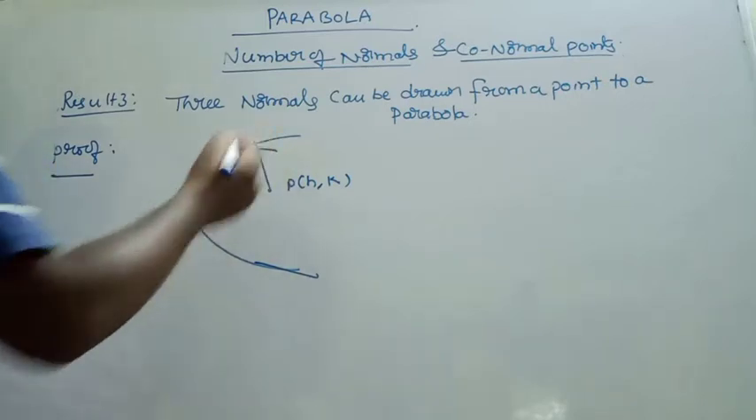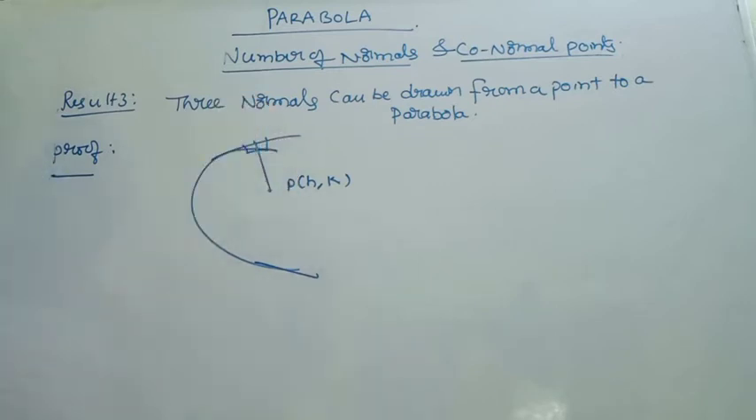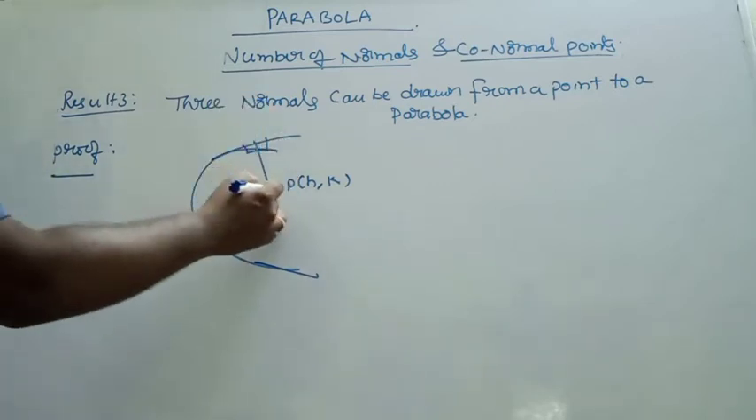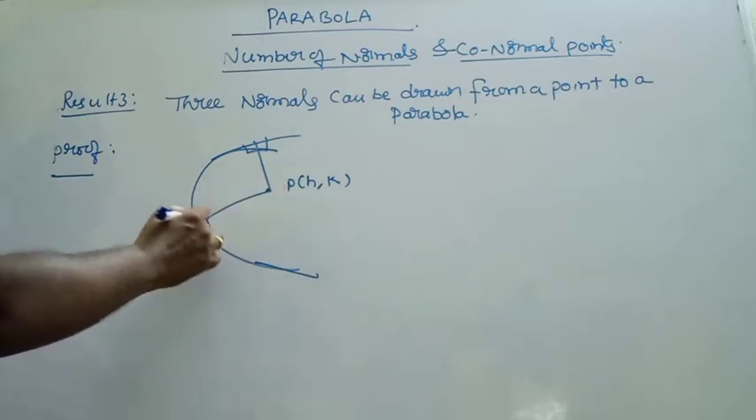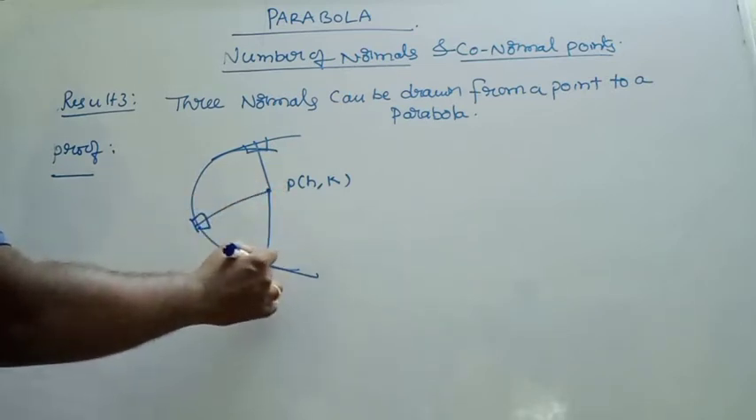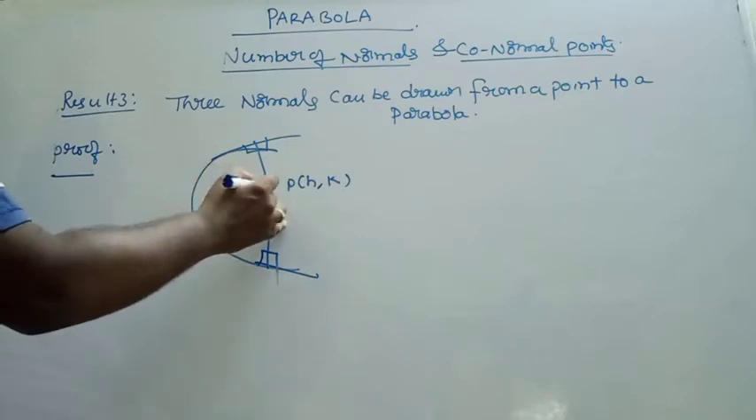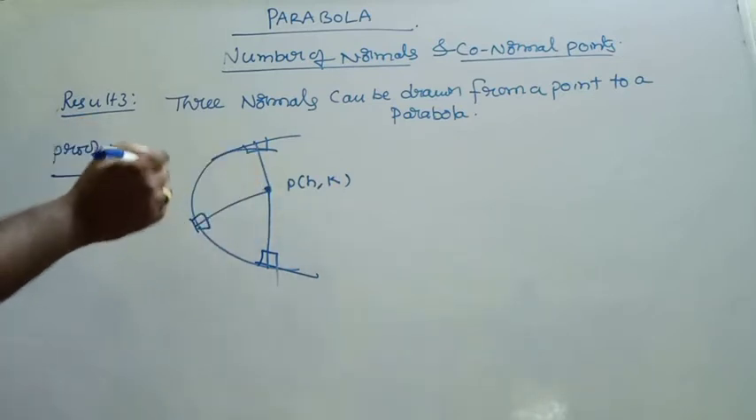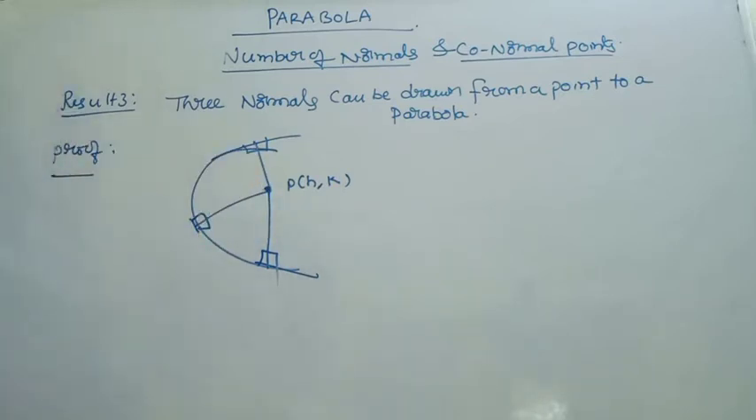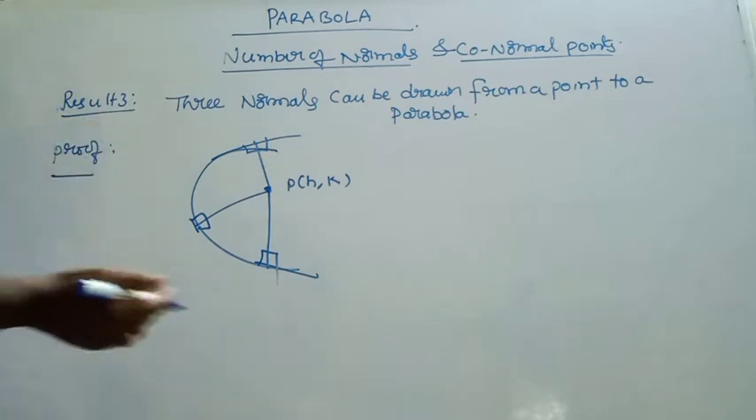This is maybe one parabola. See, this may be one normal. You may have one like that, right? And another normal you may find here like this, right? And another normal may be here like this. That means through one point only 3 normals can be drawn from a point to a parabola. This is what we are getting like this.